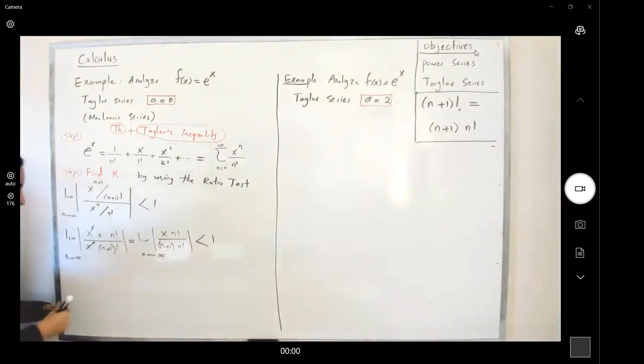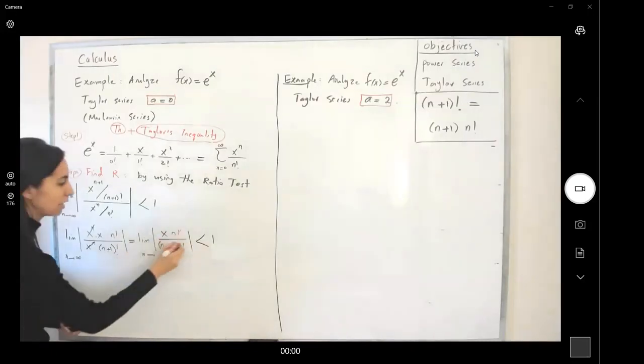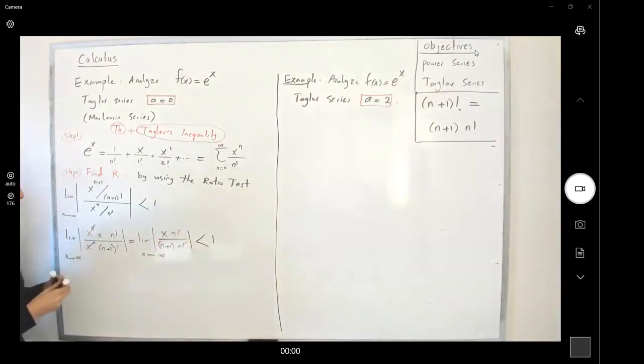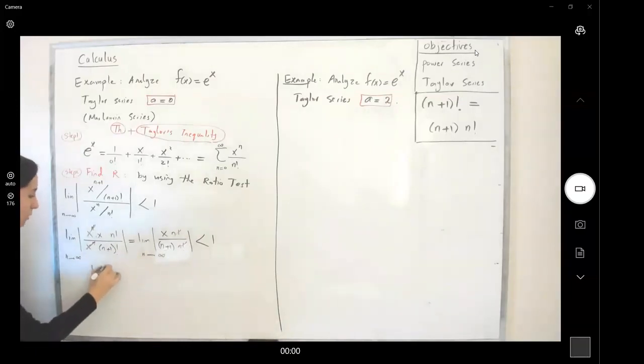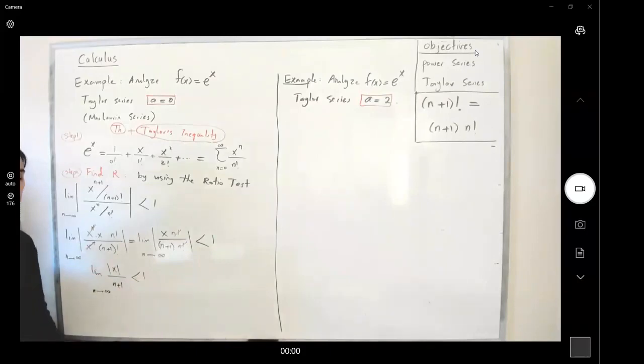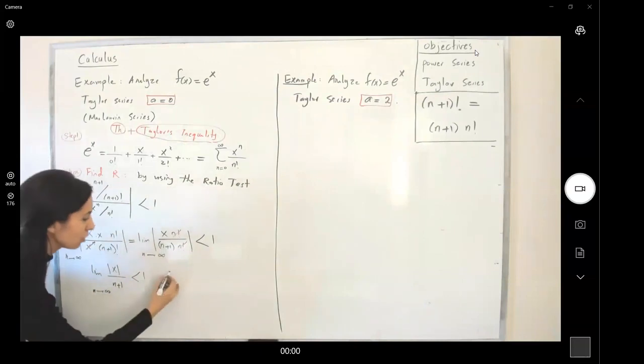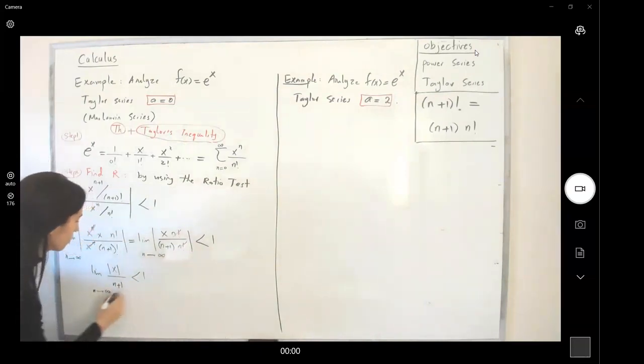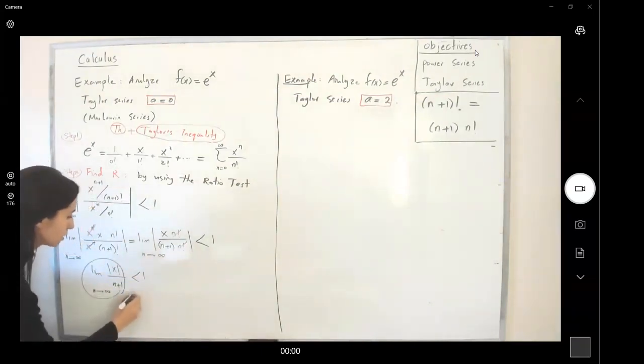Again, you have some common factors, n factorial and n factorial. This limit is equal to the limit of absolute value of x divided by n plus 1, while n goes to infinity, and it must be less than 1. But if I take the limit on the left-hand side, the limit is equal to 0. 0 times absolute value of x is equal to 0. So the limit is 0. This is always true.